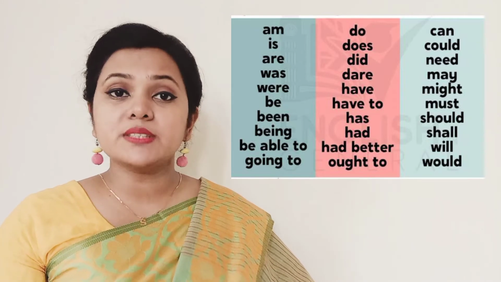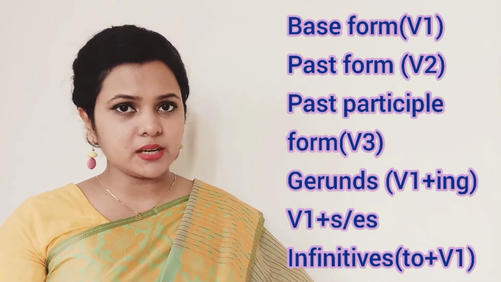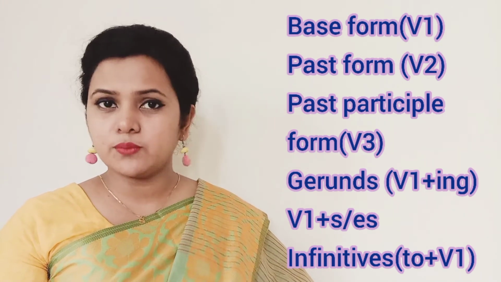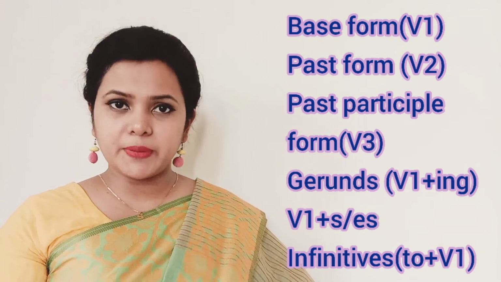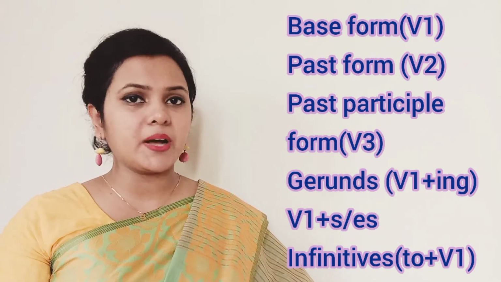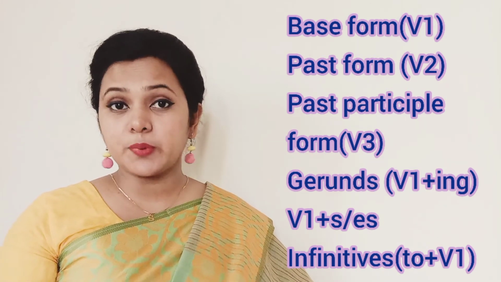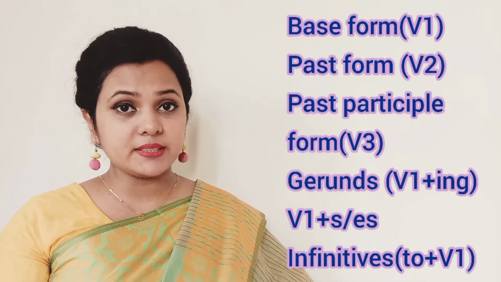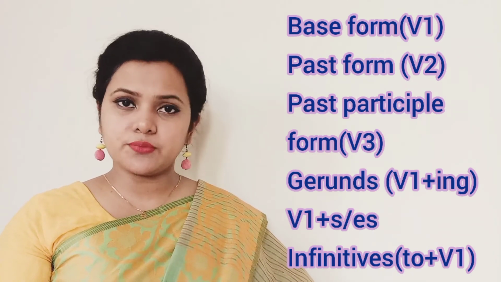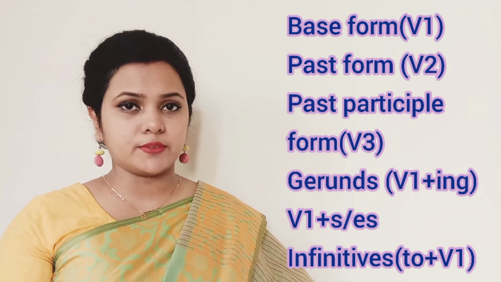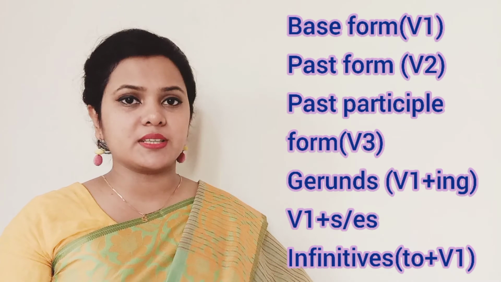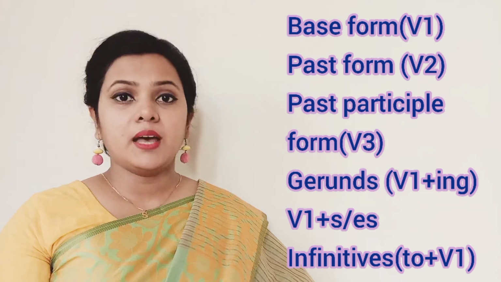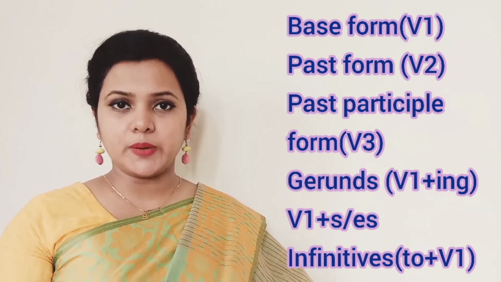And there are different forms that the main verb can have. What are they? We often hear V1 form, V2 form, V3 form. What are they? V1 form is the base form of verb. V2 form is the past form. V3 form is the past participle form of the main verb. And then we also have a gerund form, which is V1 plus ing. And then we have S or ES form of verb, which is the singular form of a verb. Actually, if the subject is third person and singular, only then we use s or es with the main verb. And then we have infinitive form, which is to plus V1.